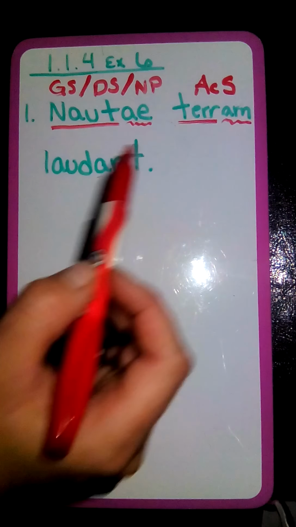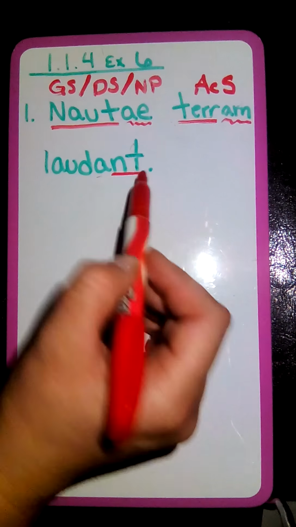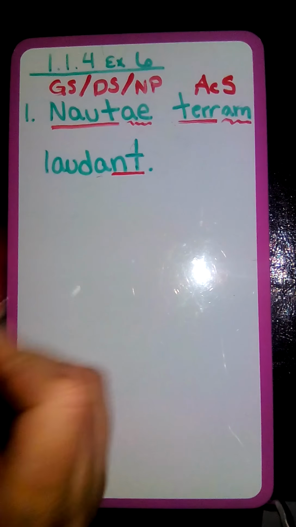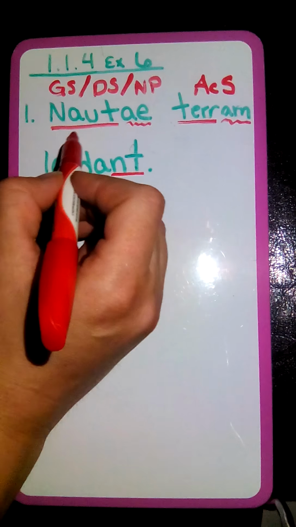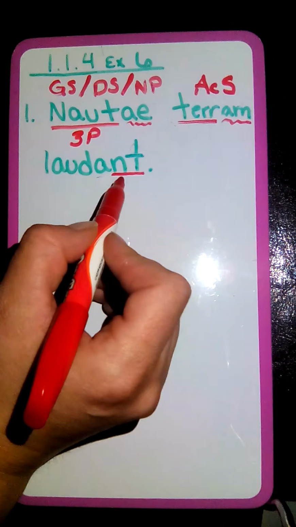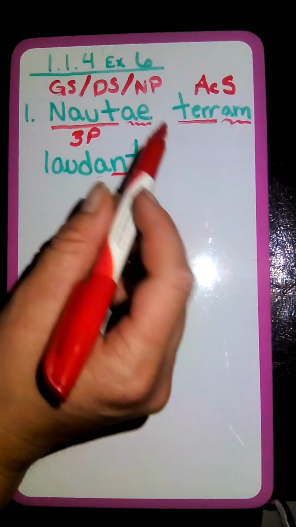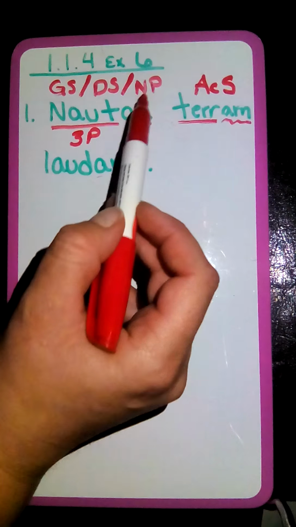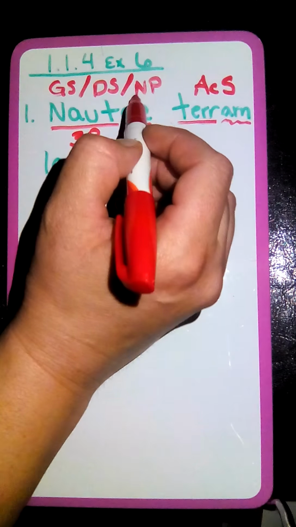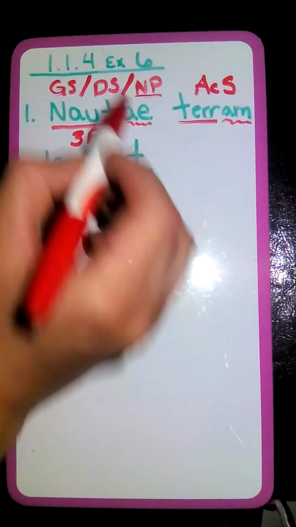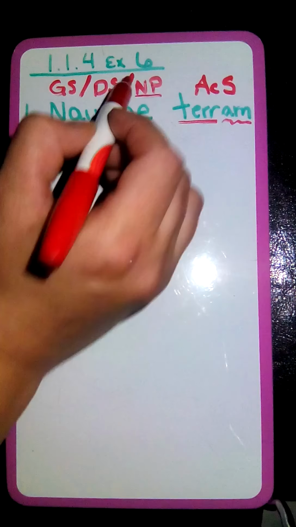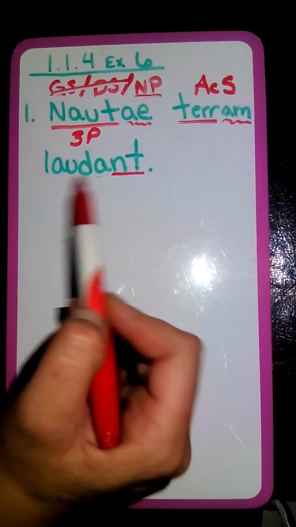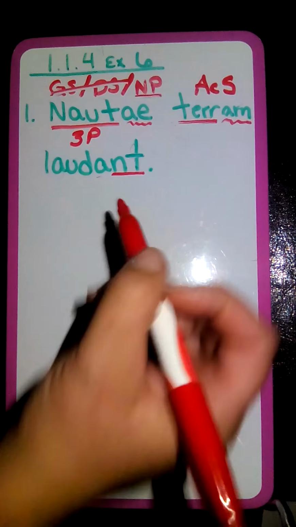Moving on to the last word, laudant, and that is our verb. We look at the ending, and the O-S-T, must be our third person plural. So we need to have our verb agree in number with our subject. If this is our subject, like nominative plural can be, they agree. We're going to go ahead and say that that is our subject. So our sentence is, nautae, the sailors, praise the land.